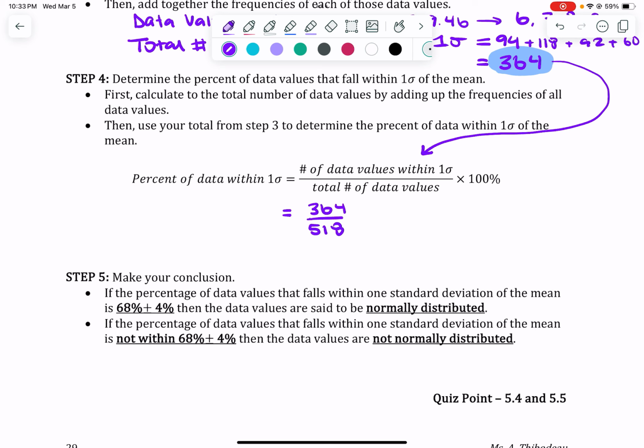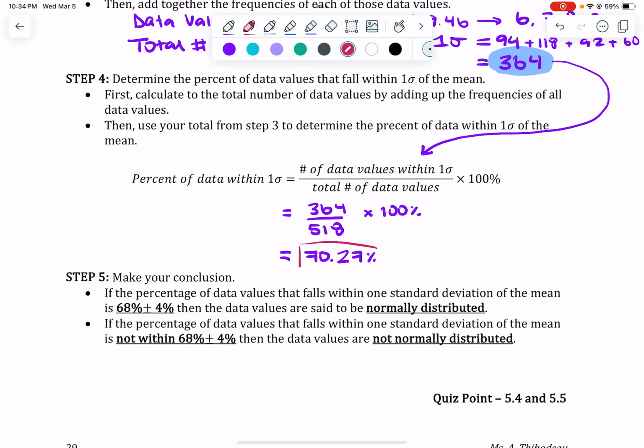Now, this fraction acts in the same way as a mark on your test, right? The top is what you've earned, the bottom is the total that you could have gotten. Same idea when I'm talking about the frequencies. The top is what's within my range, the bottom is the total number. And just like finding percentages on your test, you divide the fraction and then you multiply by 100%. And in this case, the number ends up being, when rounded to 2 decimals, 70.27%.